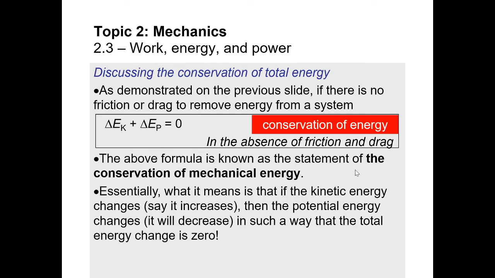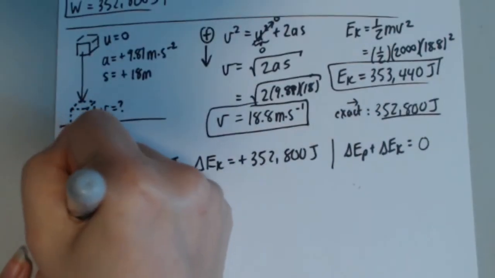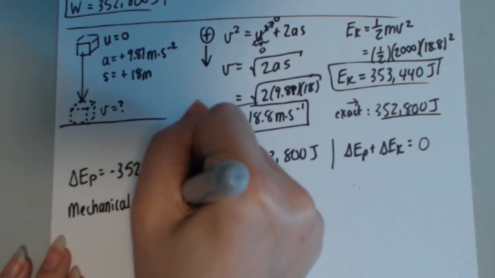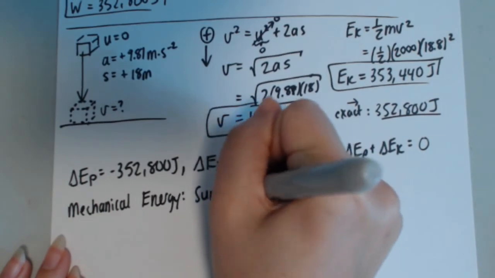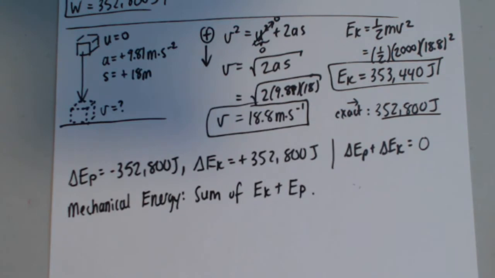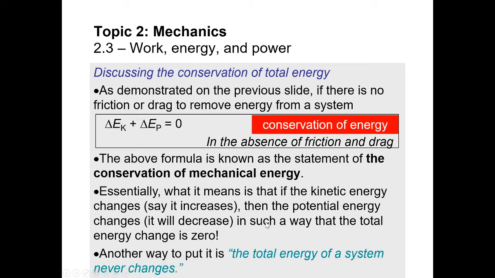Now, that statement in the box is known specifically as the conservation of mechanical energy. The reason for that is what is specifically defined as mechanical energy. By definition, mechanical energy is the sum of kinetic and potential energies. So whenever you hear mechanical energy, it means the sum of kinetic plus your gravitational potential energy. A really nice way to put all of this is that the total energy of a system never changes.